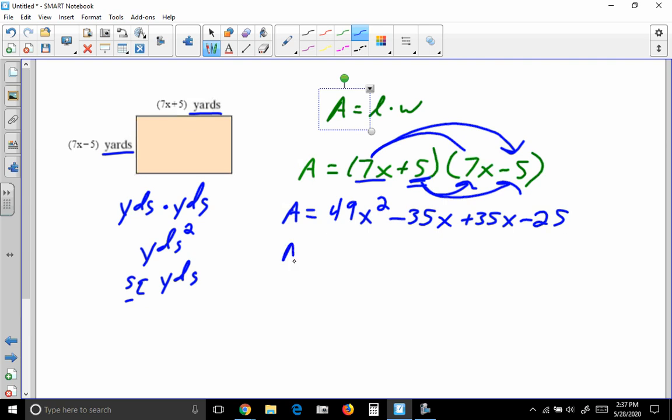Now we just need to combine like terms. Notice the middle terms are alike and they're opposites. We have positive 35 and negative 35. Well, 35 minus 35 is 0, so those cancel. So our final expression is that our area is 49x squared minus 25, and the units to that are square yards.